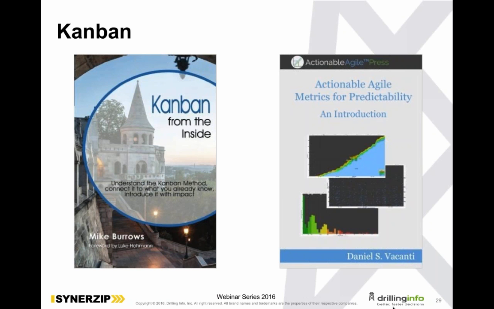Very excellent book. If you want to know anything and everything about those charts that Lean Sheets has, pick up this book by Dan Vacanti, Actionable Agile Metrics for Predictability. You'll learn a ton of stuff about those charts and what kind of value they would bring to you. And that's it for me.